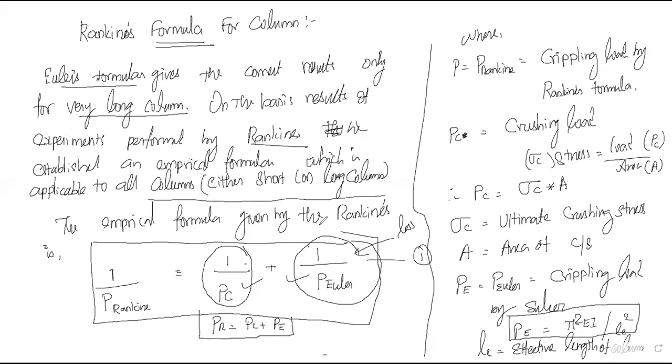If it is a long column, then it depends upon P Euler, that is the long column formula. The long column formula purely depends upon length. So this is the way it is going to interconnect. If it is a short column, this can be applicable. If it is a long column, Euler's formula will be applicable. So that's why Rankine's formula is useful when the column is short to long.